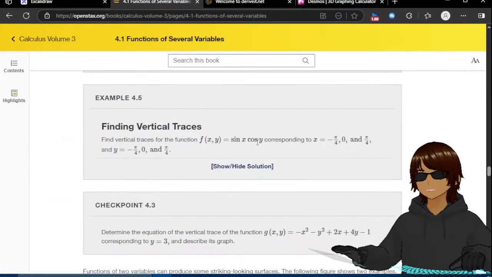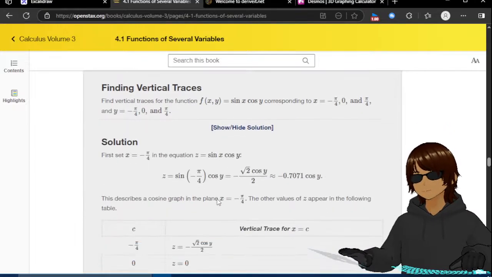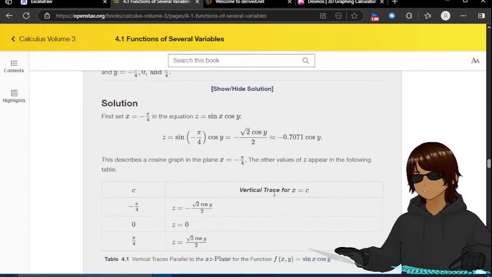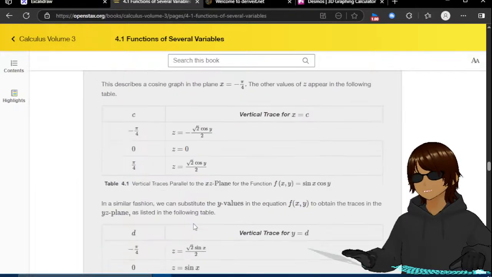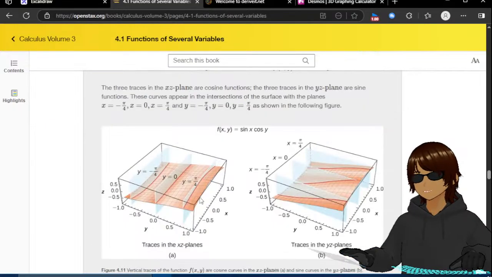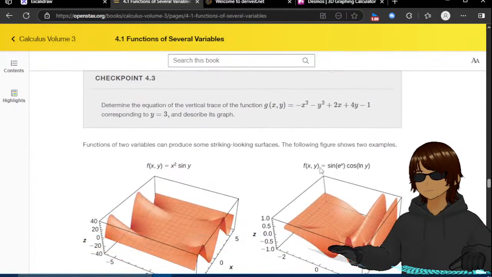Cos x, cos y. That's the graph you will be left with. Vertical traces for x is equal to c. We have x, z is minus root 2 over 2 cos y, z is 0, and root 2 over 2 cos y. Okay. Yeah, they have like slices of the graph.